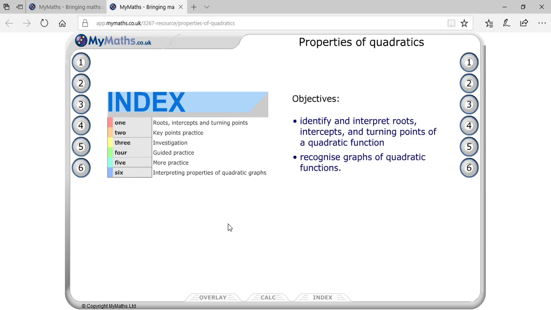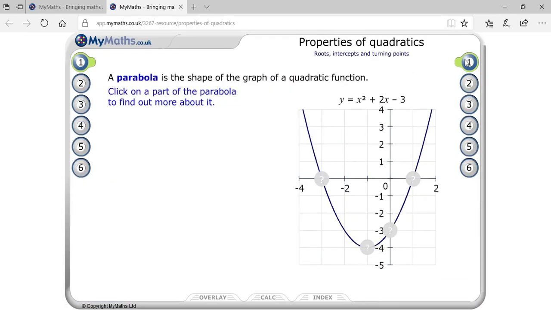Yes, so let's start. Here you can see the equation that is given, and they are explaining that the equation is y equals x squared plus 2x minus 3. You see that the shape is a parabola. Here they are saying to click on the parts of the parabola to find out more about it.